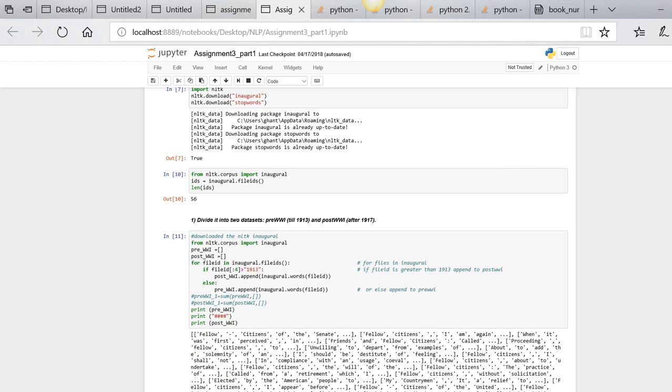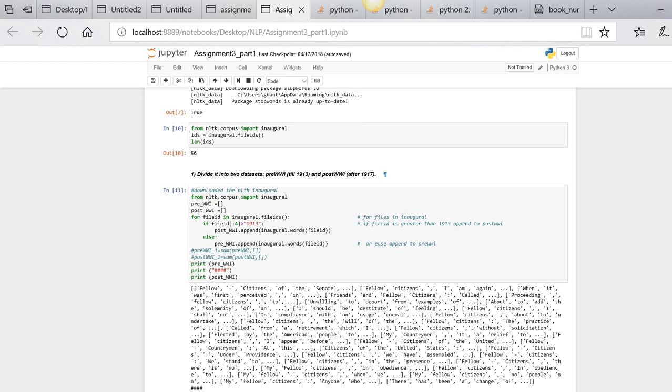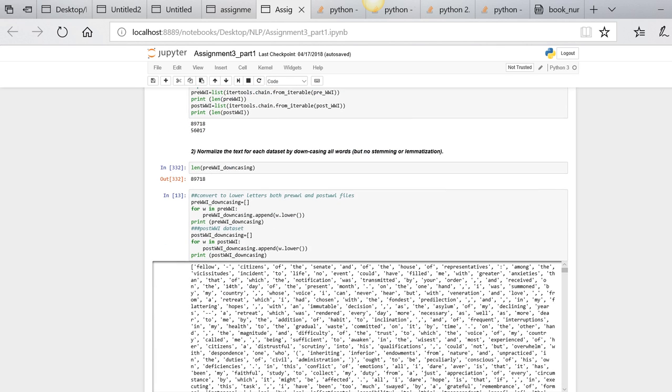Hello, this is assignment 3 part 1. In the first question, we were asked to divide into pre-WI and post-WI. I divided into pre and post based on the file ID's first 4 letters. In the second question, we were asked to normalize the text.